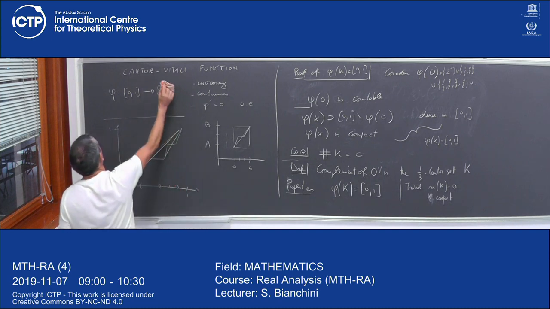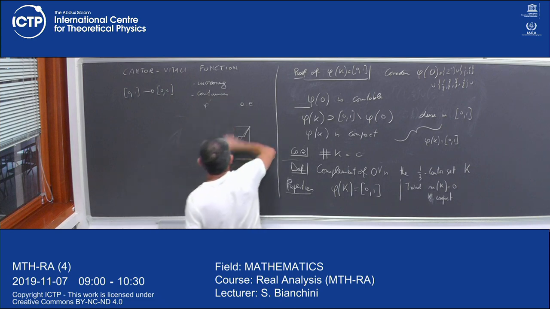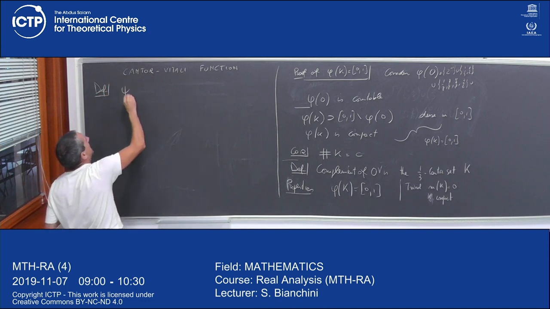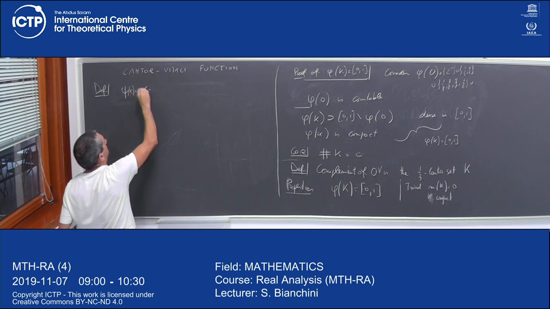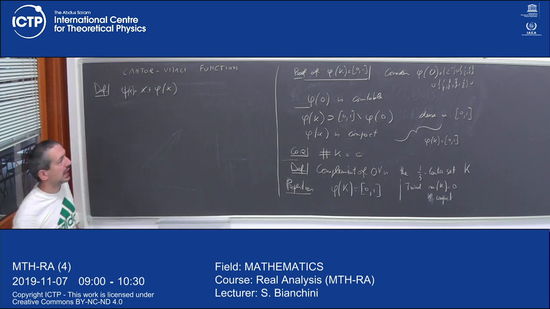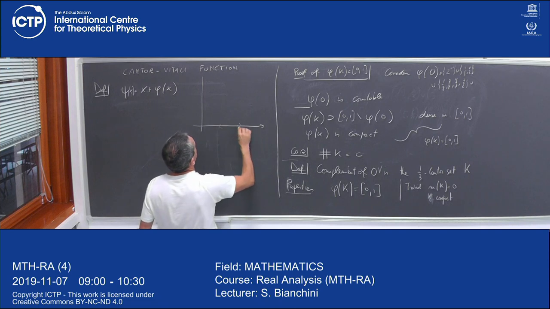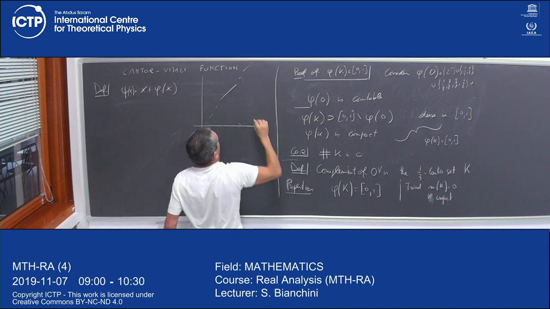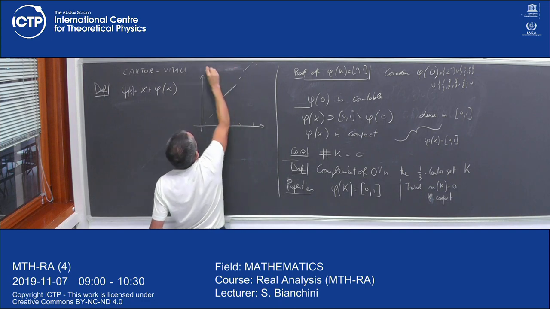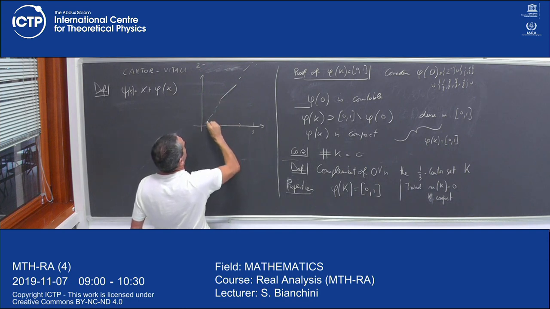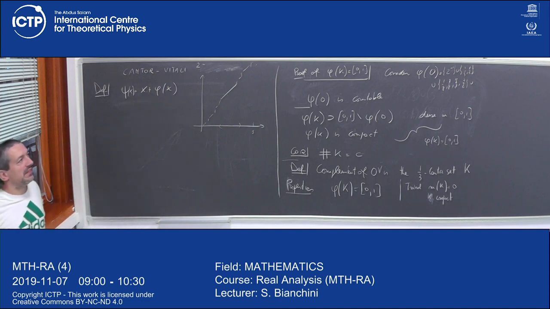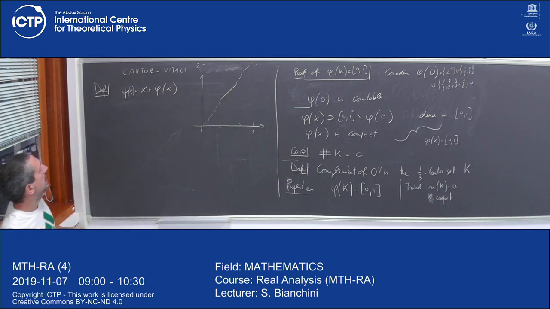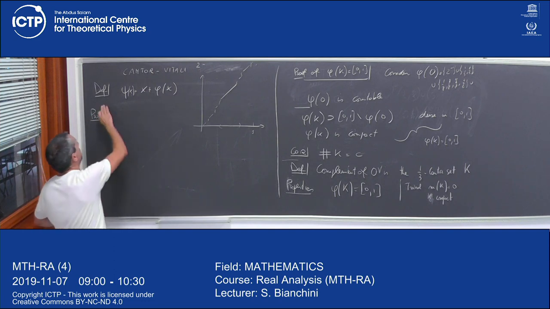Unfortunately, I have to cancel this. And then we define our new function psi. Psi of x is x plus phi of x. So what happens now is that these are straight lines. They arrive at 2, and here is 1, and the Cantor set lives inside this part. So instead of having flat parts, I have affine segments.